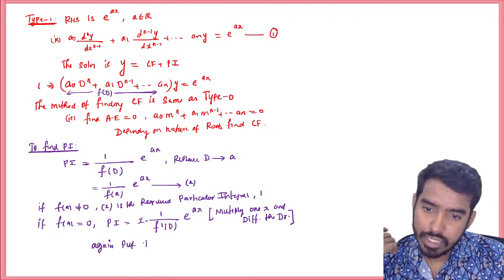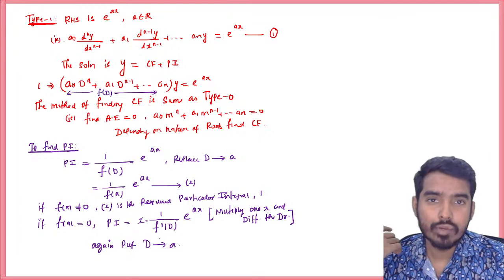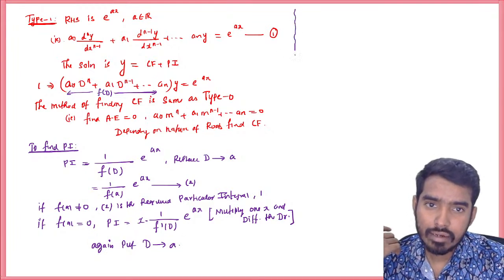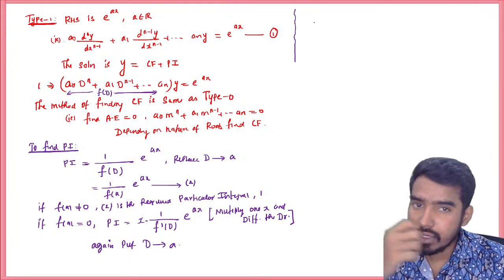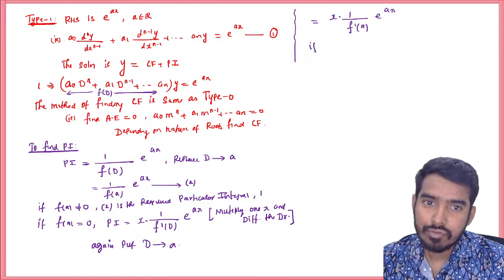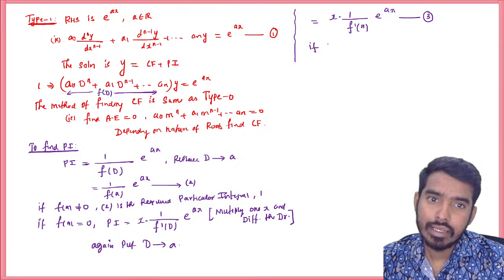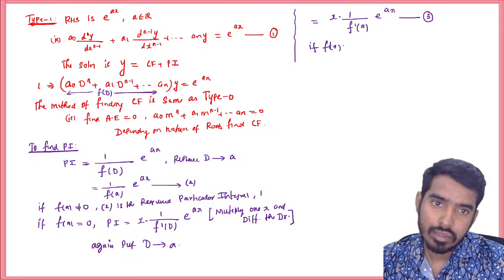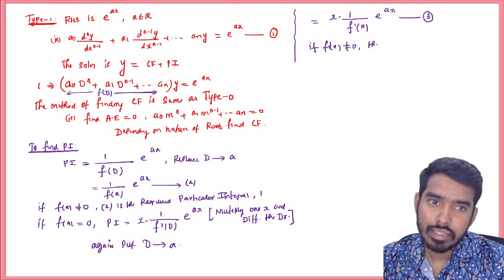Now again, put d equal to a. Then what will be your particular integral? x divided by f dash of a into e power ax. Let's call this 3, right? If f dash of a is not equal to 0, then this 3 is the required particular integral.